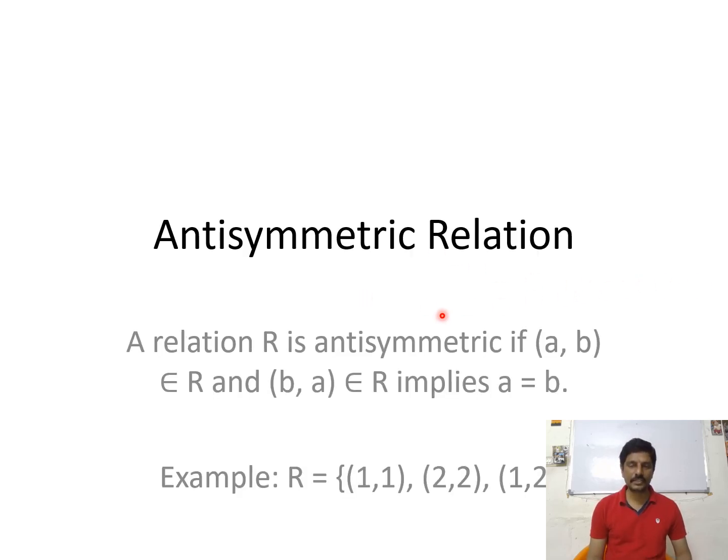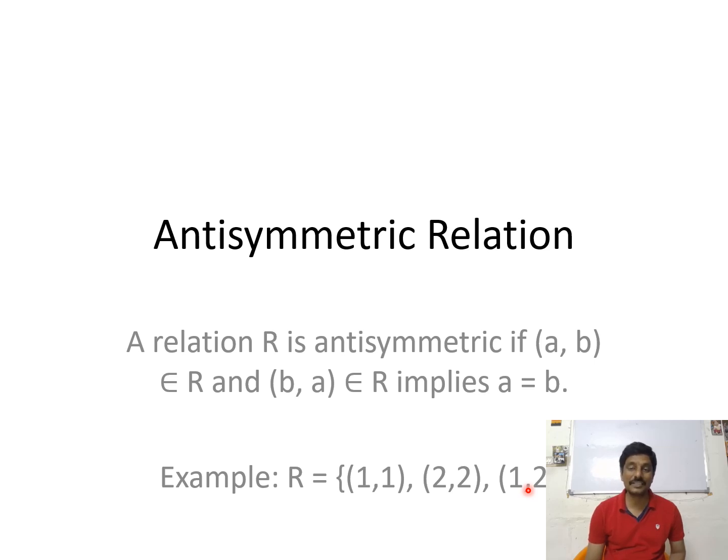Now, antisymmetric relation. What is an antisymmetric relation? A relation R is antisymmetric if A comma B belongs to R and B comma A belongs to R implies A equals B. Okay. So R equals 1 comma 1, 2 comma 2. Clear? 1 comma 1, 2 comma 2, 1 comma 2 is there, but 2 comma 1 is not there. Okay, did you get this point? So if 1 comma 2 is there and 2 comma 1 is also there, then it is not an antisymmetric relation.